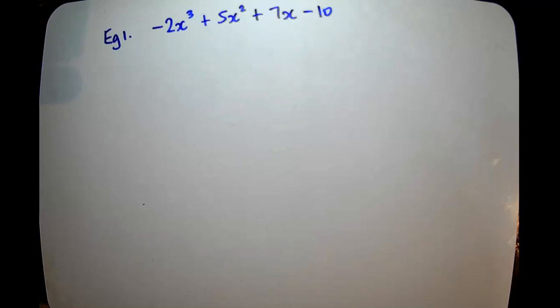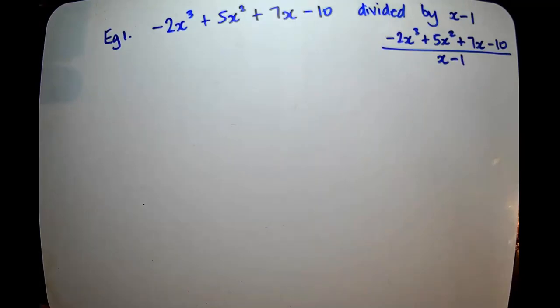So example 1, we have minus 2x to the power 3 plus 5x squared plus 7x minus 10. It is divided by x minus 1. So we can write this as a fraction, and sometimes in a question it will come like this. Step 1 is to say x minus 1, which is the denominator. Notice that the top polynomial is being divided by the bottom polynomial. So the top, the numerator, is divided by the bottom. Notice we are dividing by x minus 1.